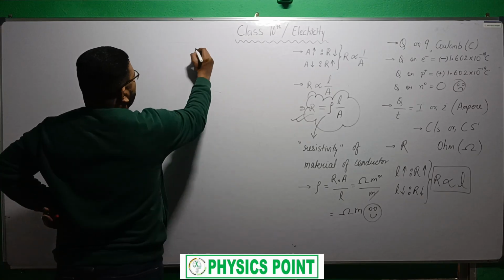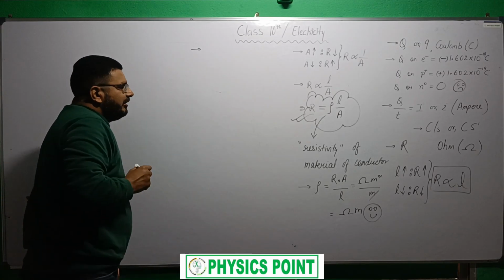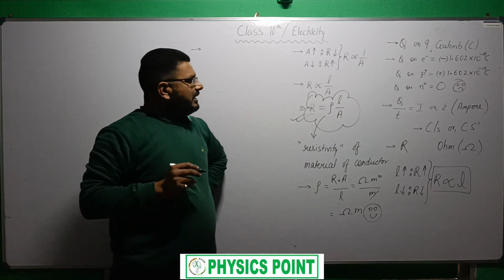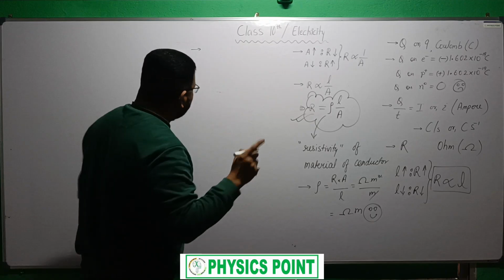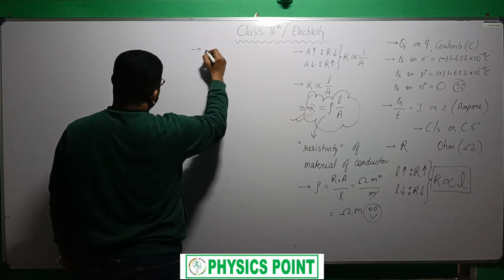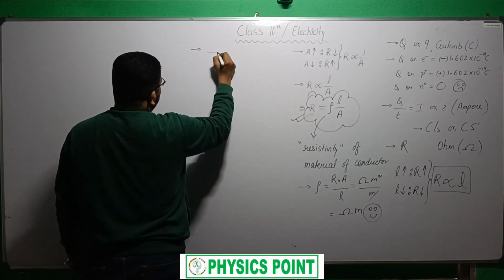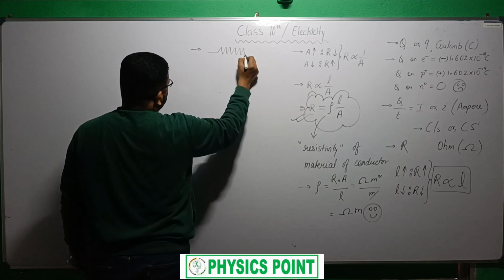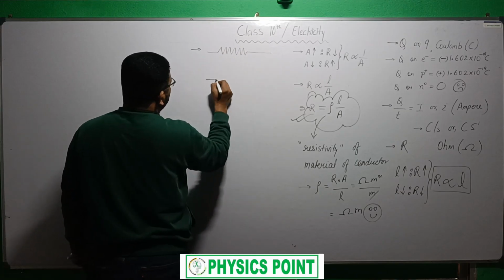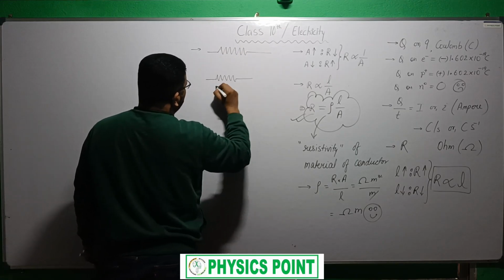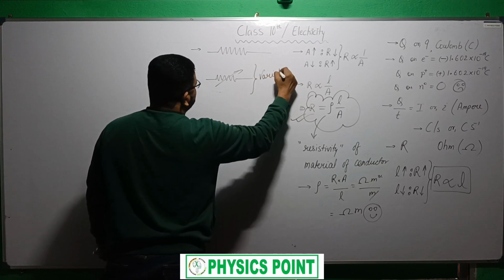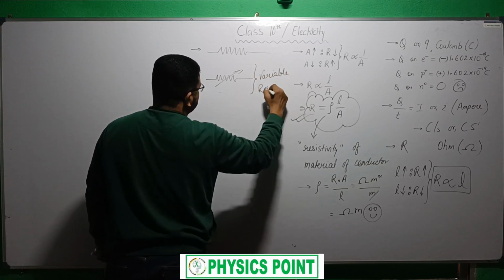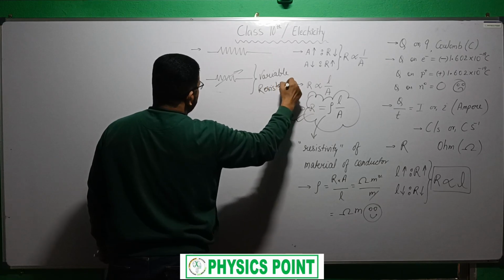Now, next we move to the topic combination of resistance. One thing is left, the symbol. The symbol used to represent resistance is this zigzag structure. If we have an arrow sign, then it is variable resistance, whose value can vary.